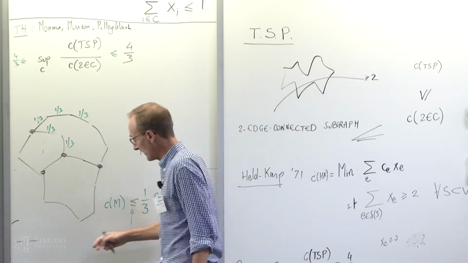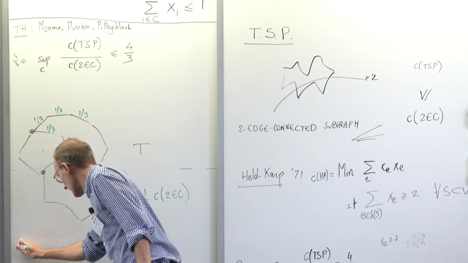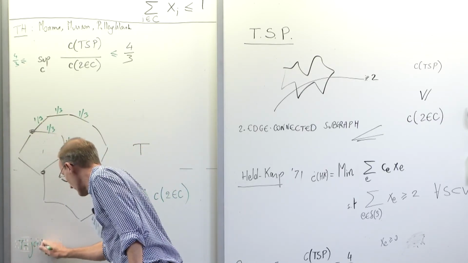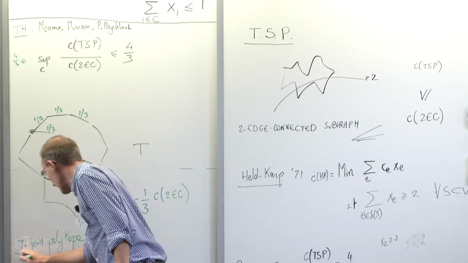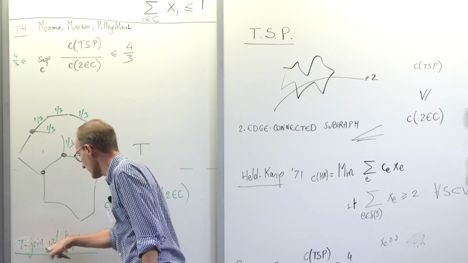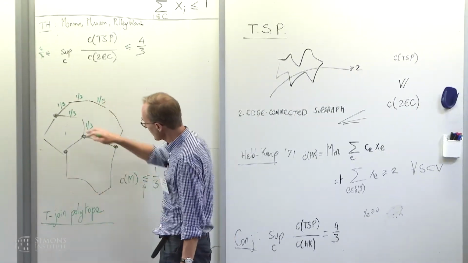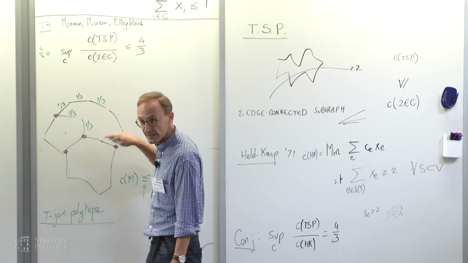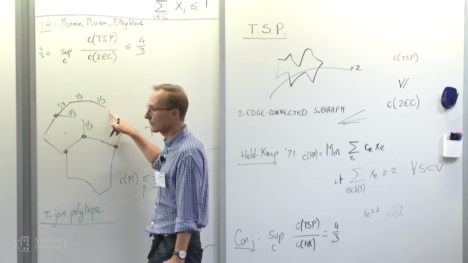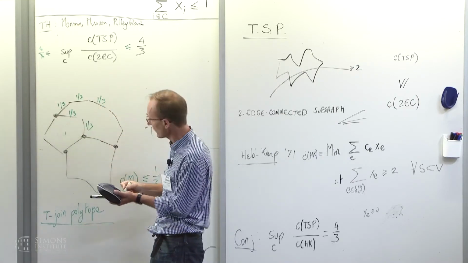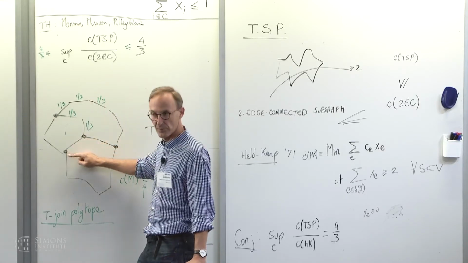And then I will look at the T-join polytope. What is a T-join and what is a T-join polytope? A T-join is simply a generalization of matchings. It's a subgraph which has odd degree at vertices in T and even degree at vertices not in T. So for example, you could take this path, and that would be a T-join.